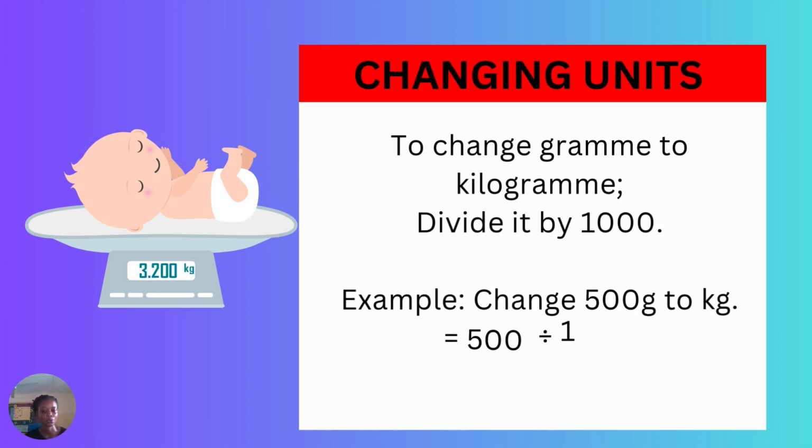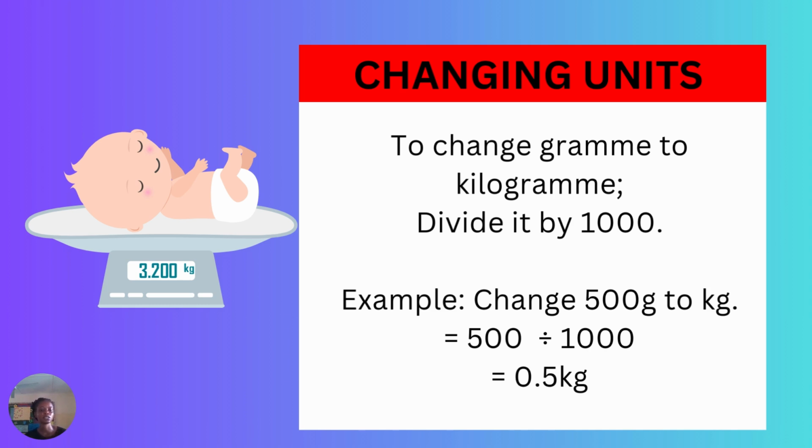If you want to change from grams to kilograms, you divide by 1,000. For example, we want to change 500 grams to kilograms. You're going to divide 500 grams by 1,000. When you divide this, you're going to have 0.5. So 500 grams in kilograms is 0.5.